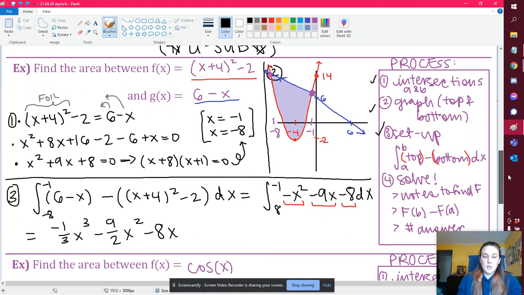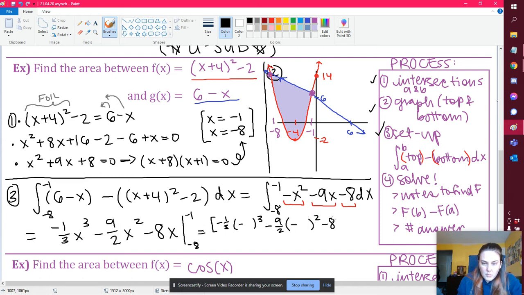No plus c here because it's a definite integral. So instead, I'm going to remember the negative, remember my bounds. I'm then going to plug this into a calculator. I'm going to plug each of these into my antiderivative, right? So I'm going to say this is -1/3 times -1 cubed minus 9 halves times -1 squared minus 8 times -1 minus all of that, but I plug in -8 instead of -1.